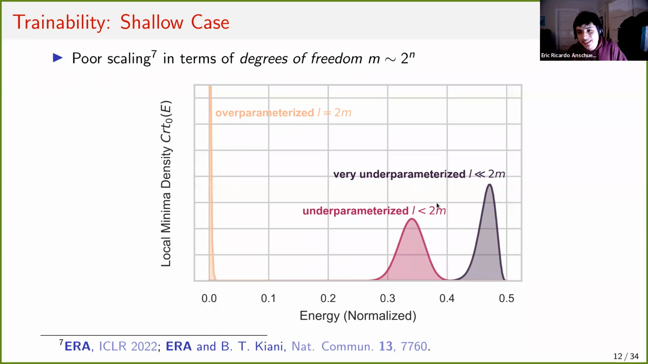And so intuitively, this untrainability stems from the fact that this degrees of freedom parameter m is exponentially large in n. And, you know, n 2 to the n is big. And so you need a number of parameters that's so large that the model is not efficiently trainable once you get to this size of QNN.